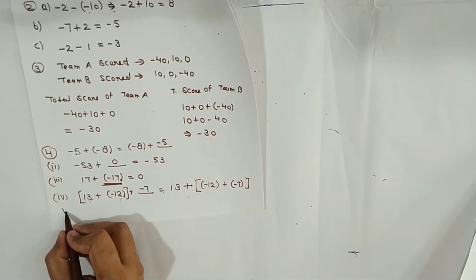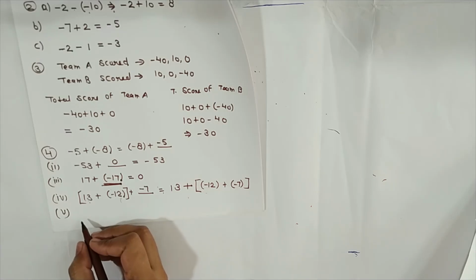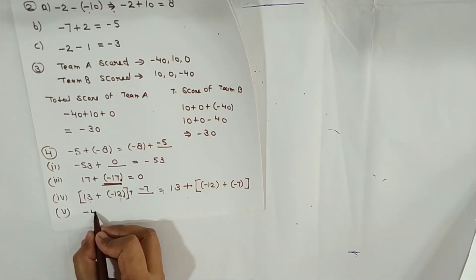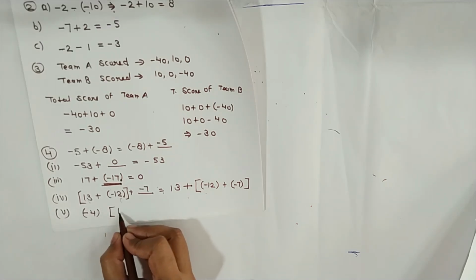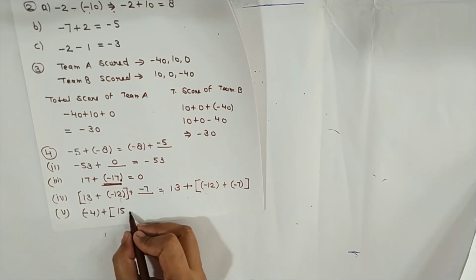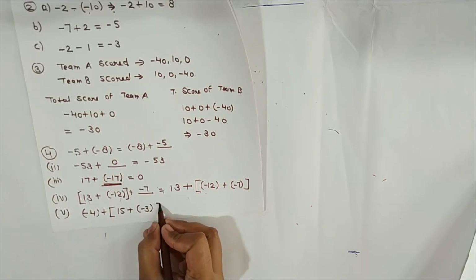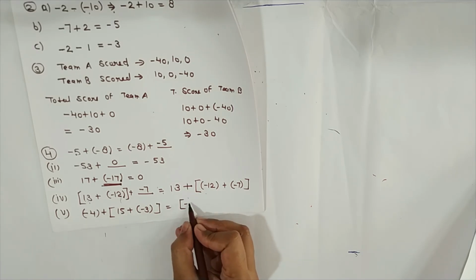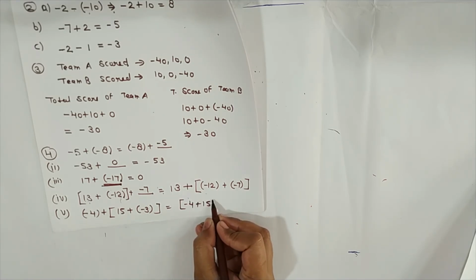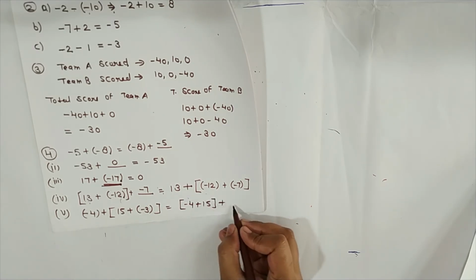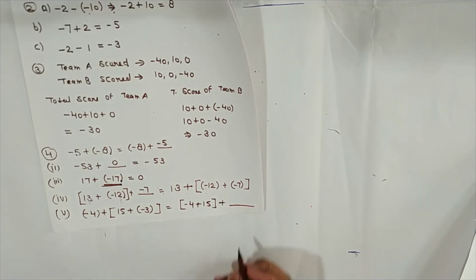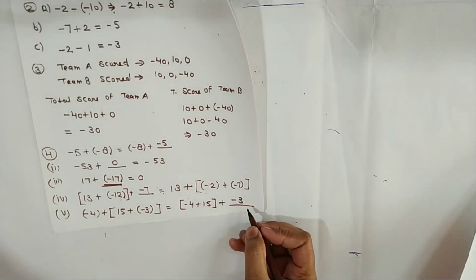Okay, move on to the next question. This is the last question. -4, then 15, minus 3 and bracket close, -4 plus, so by associative property we can write -3. Okay.